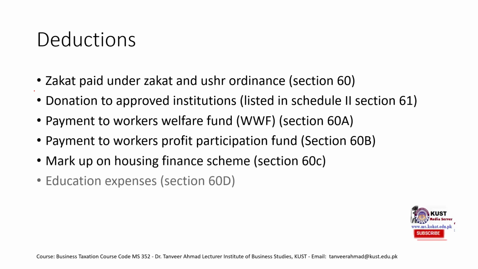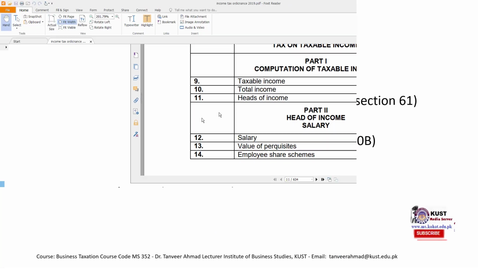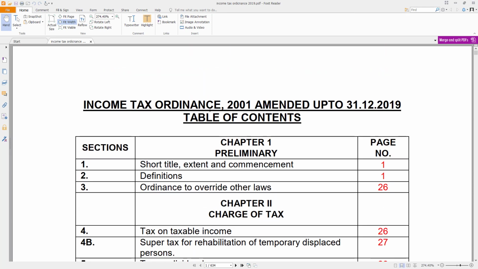So before we move towards the fixed tax regime, this is what we have discussed in our previous lecture. Although I discussed that I would show you the income tax ordinance, I missed that in the previous lecture, so I am going to show you the income tax ordinance in this lecture. So this is how the income tax ordinance looks like. It is around 700 pages of a document.